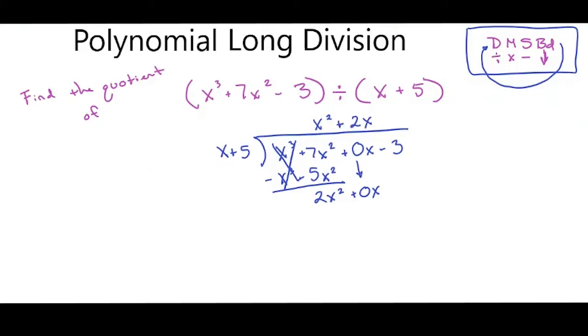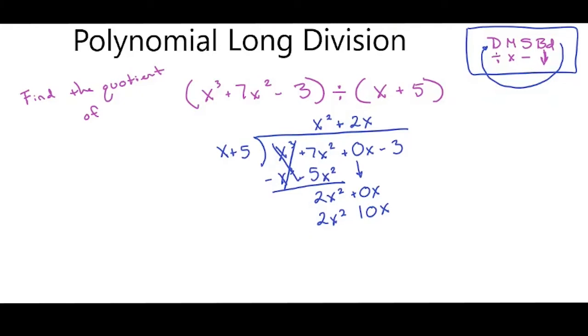All right, after division is more multiplication. So I'll take that 2x and I'll multiply it by the 5 and by the x. So 2x times 5 is 10x. And 2x times x is 2x squared. Once again, make sure that those two terms are exactly the same. And they are, 2x squared and 2x squared.